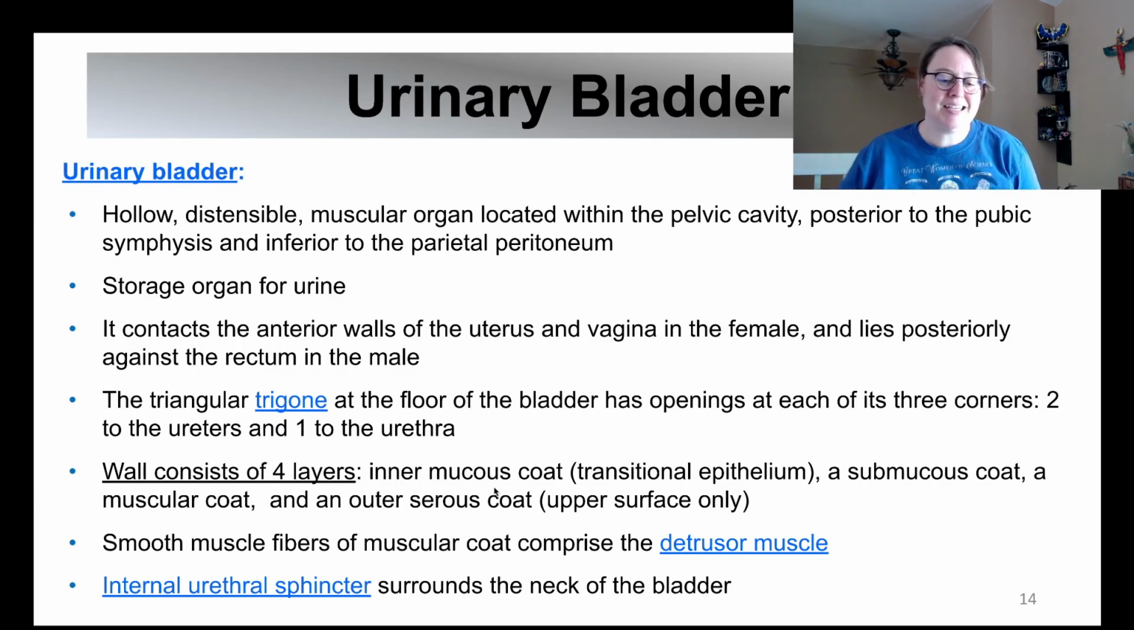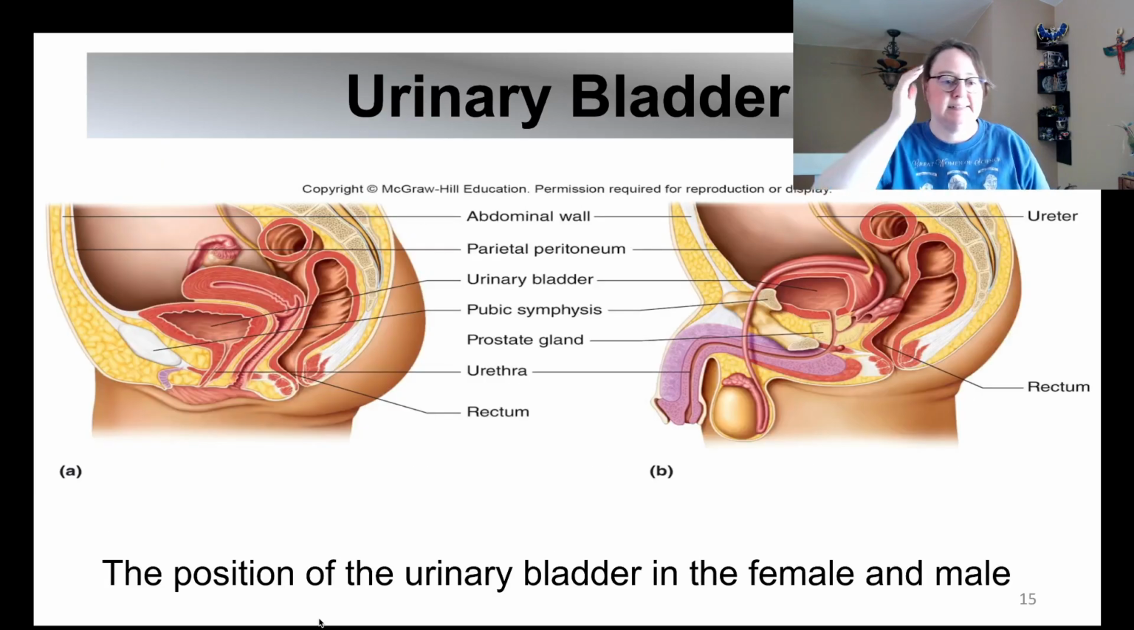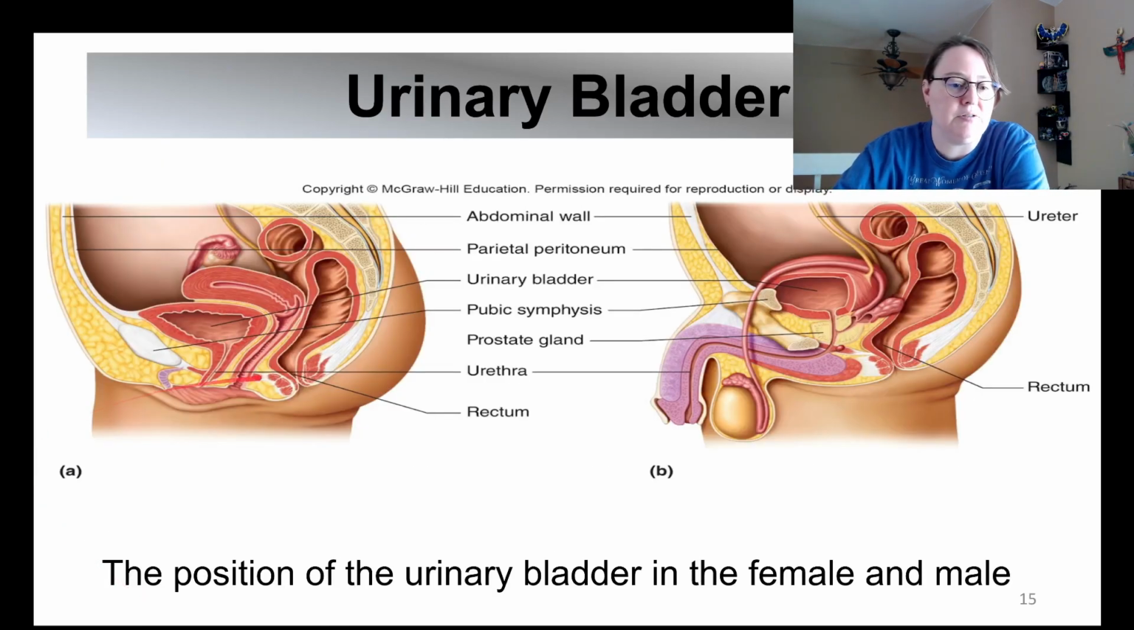So anyway, again, why we have an inner mucous coat and a submucous coat is because urine can get acidic. So you want to make sure you're not hurting the cells that are holding everything. The muscular coat, again, is so that we can squeeze it out. And again, the internal urethral sphincter is so that we can wait to go to the bathroom, hopefully, unless you're in one of those moments where you can't find a bathroom and you're doing the dance of the really need to go.